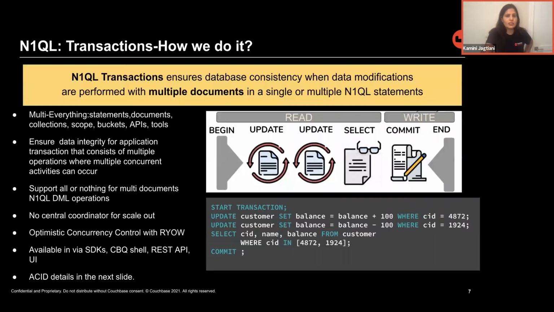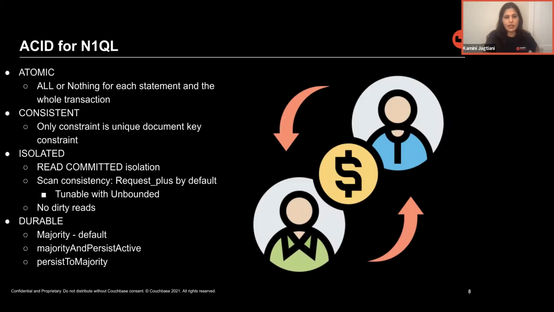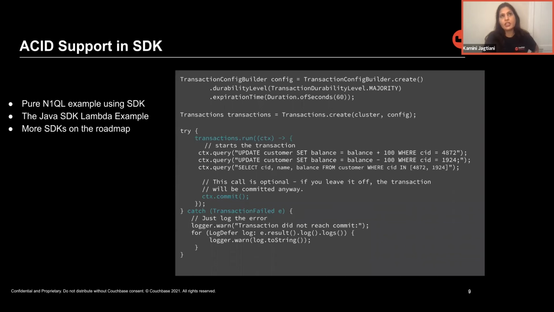So far, when I was showing you all these transactions, it appeared as if those transactions were being fired off from CBQ or from the UI. But the N1QL ACID support, or the N1QL transactions, is also very well supported by the SDK. So far, the Java SDK supports N1QL transactions. The .NET SDK with support for N1QL transactions should be coming out very soon, followed by other SDKs. So this is a quick example of how you would use N1QL transactions using the Java SDK.